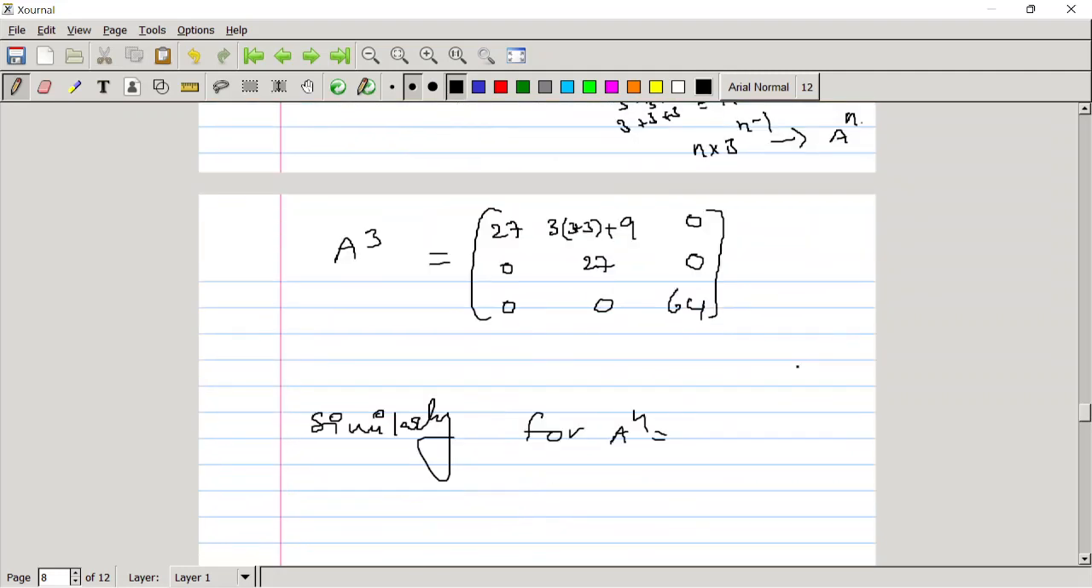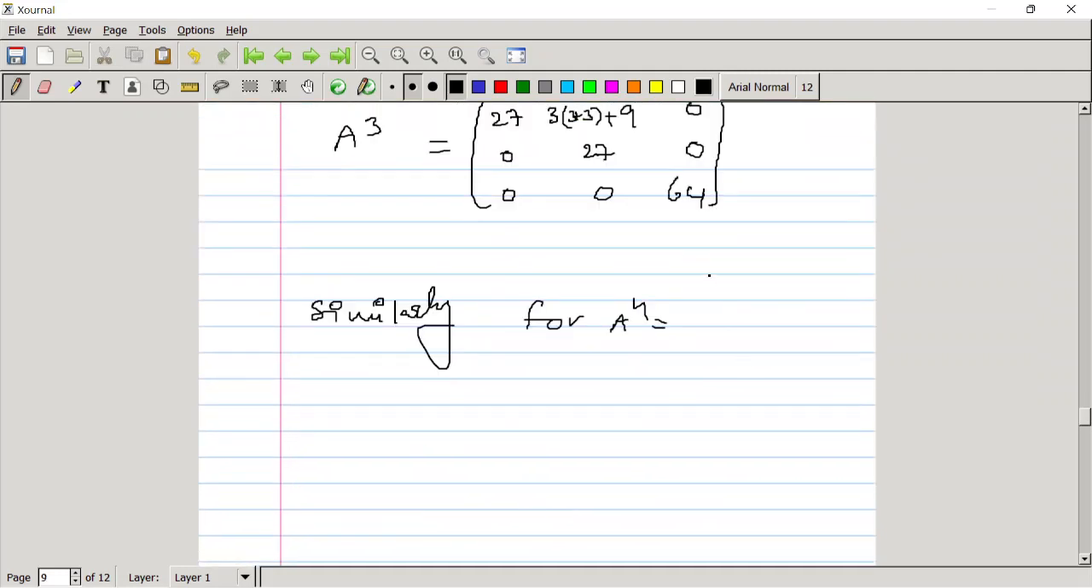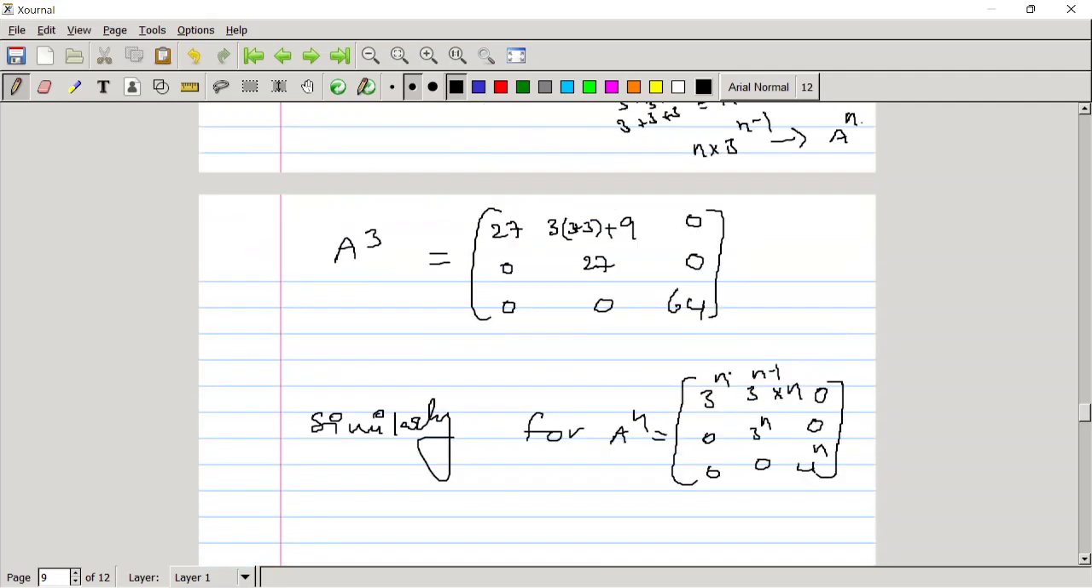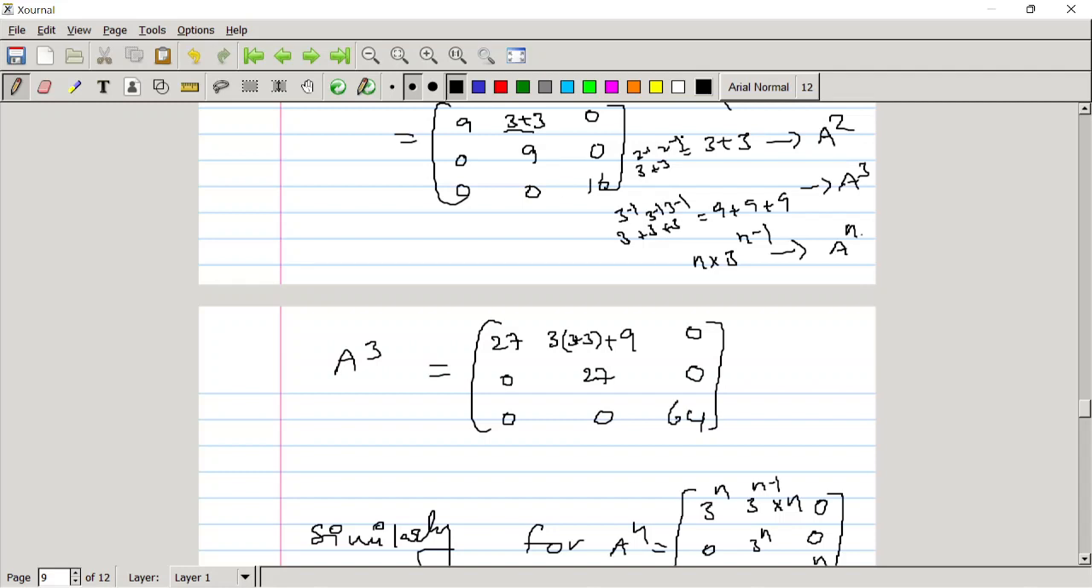And the diagonal elements are nothing but the nth powers of 3, 3, and 4. That means A power n has 3 power n, 3 power n, 4 power n, and here we will get n times 3 power n minus 1. The remaining elements are all zeros. Is it clear how to generalize the matrix A power n?